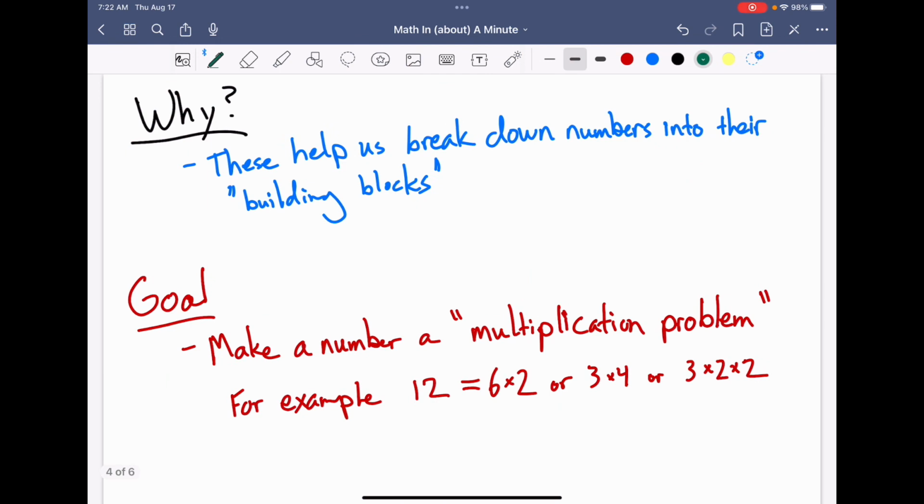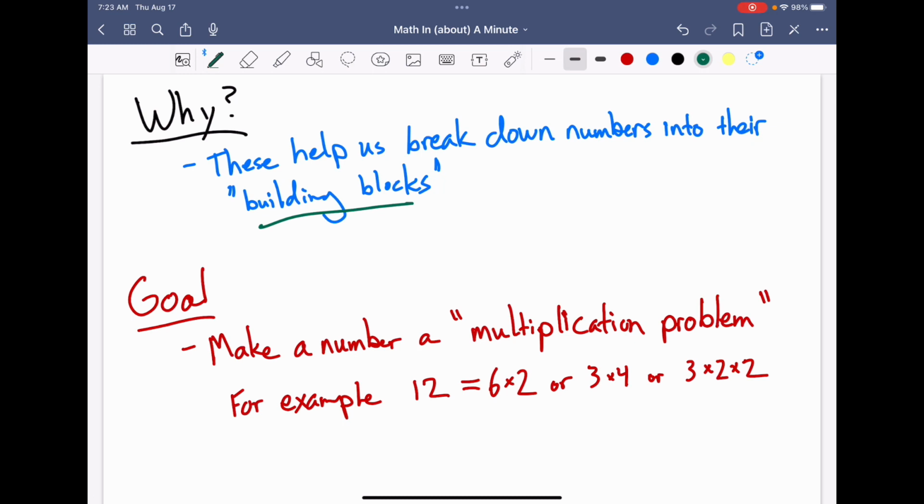First of all, why? Well, divisibility rules help us break down numbers into what I like to call their building blocks. When we're talking about divisibility, we're trying to use either division or multiplication, depending on which way we're going, to break down a number into something smaller. And that leads to our goal. Ultimately, the goal with these divisibility rules is to make a number a multiplication problem.